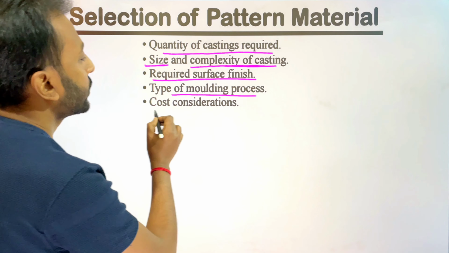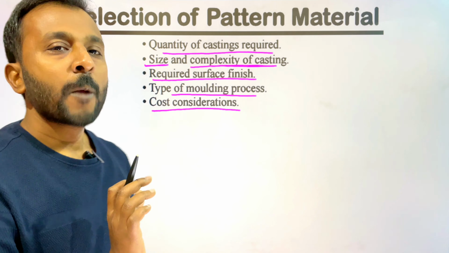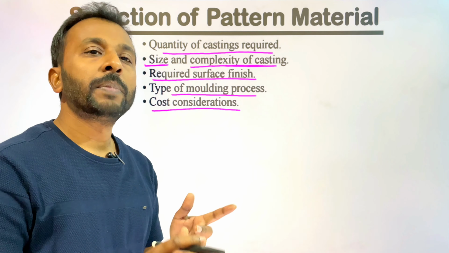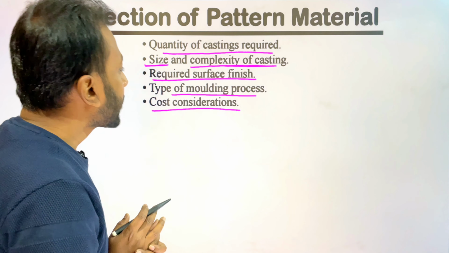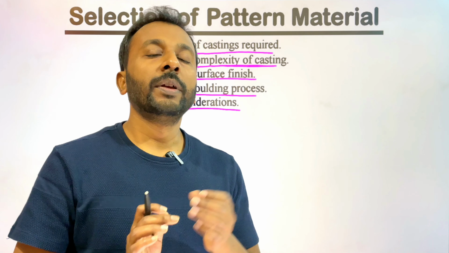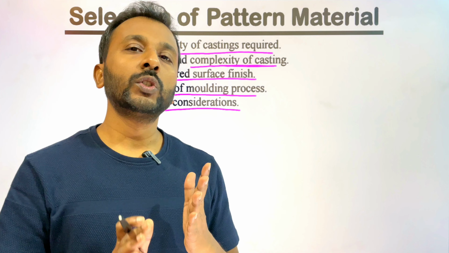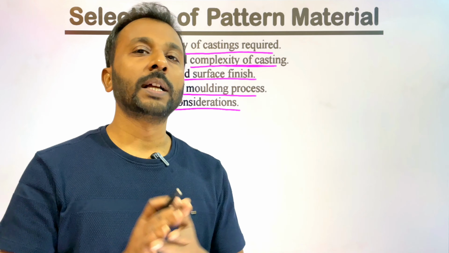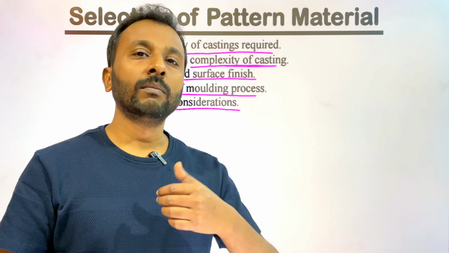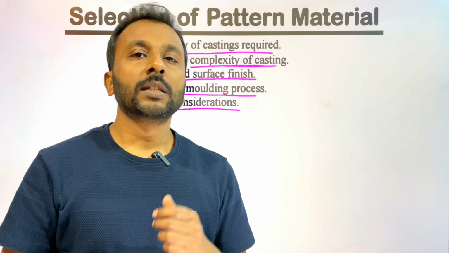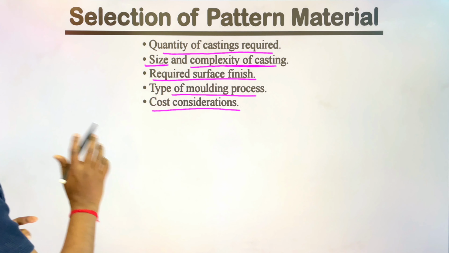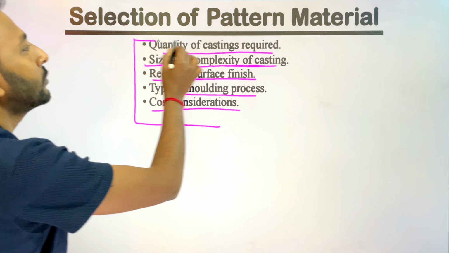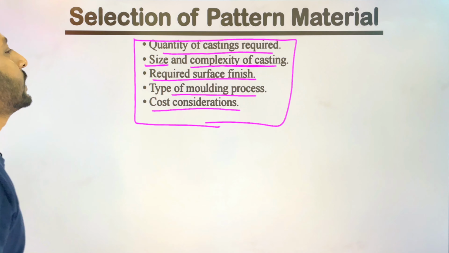The last one is cost consideration. The metallic pattern is very high cost, the plastic pattern is low cost, and the wooden pattern is very low cost. So if cost is very important to me, then I will use the wooden pattern. If the volume is very high, then I will earn money from the product, so I will use the plastic pattern or metallic pattern. These are the desirable properties to select any kind of pattern material.